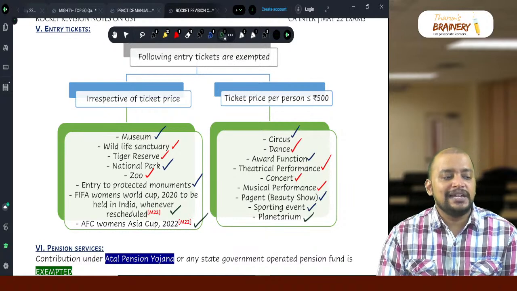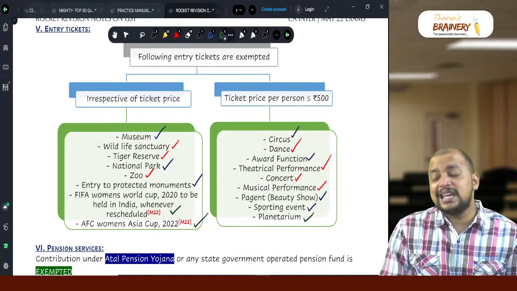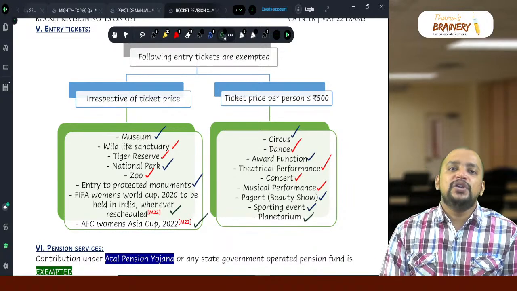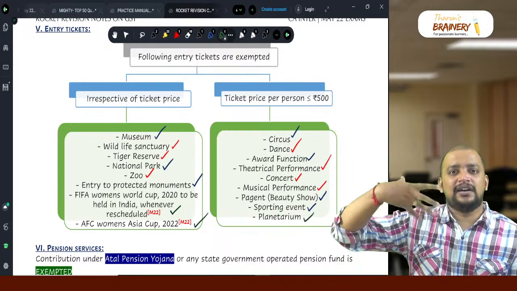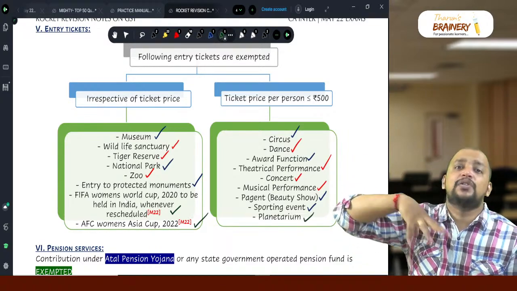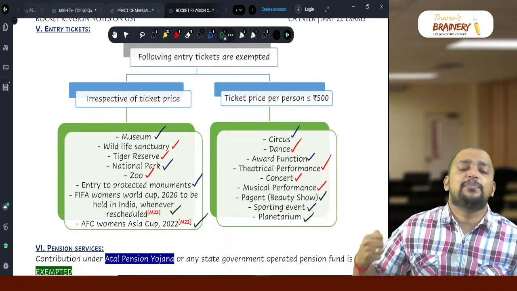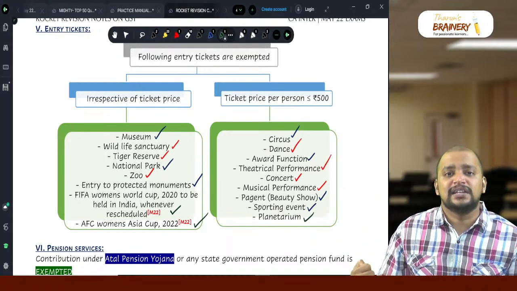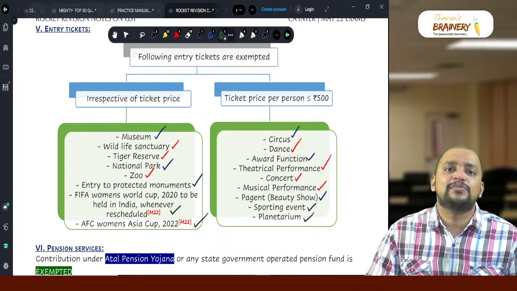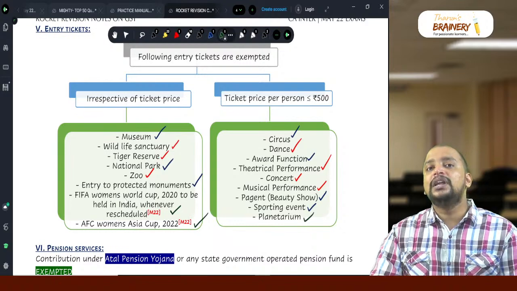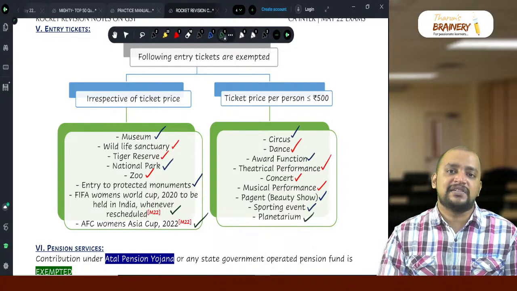So Reiki healing services means using this, the bad energy which has surrounded us, they will be taking out the bad energy, Reiki healing or pranic healing. That is not a recognized system of medicine, so that will be taxable. Only recognized system of medicine healthcare service is exempted.